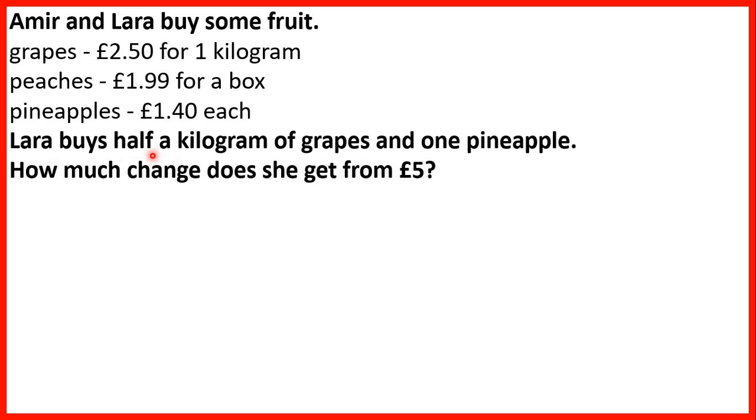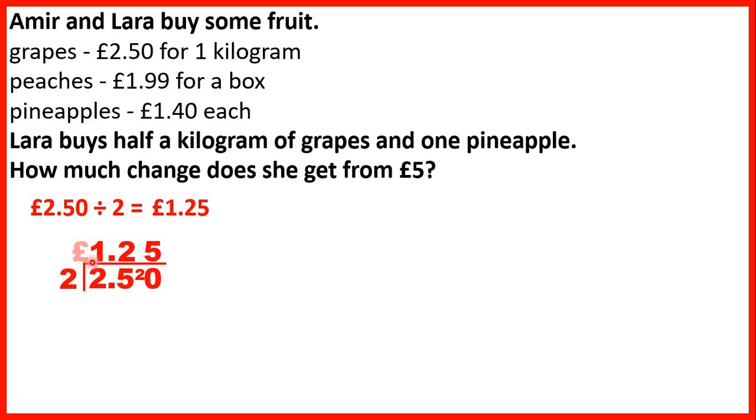Now Lara buys half a kilogram of grapes and 1 pineapple. How much change does she get from £5? So we know that 1 kilogram of grapes would cost £2.50, but because she's only bought half a kilogram, we need to find half of £2.50, and to find half, we divide by 2. Now £2.50 divided by 2 is £1.25, and you might need to use short division here.